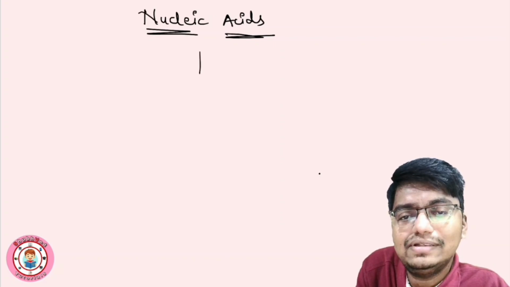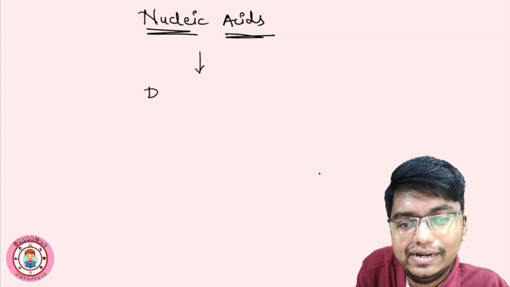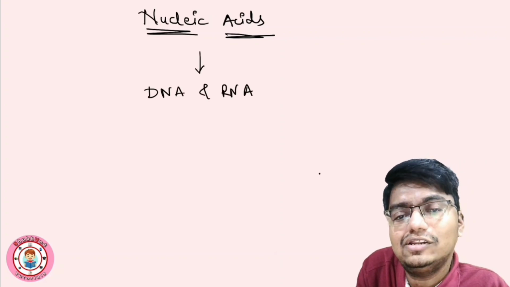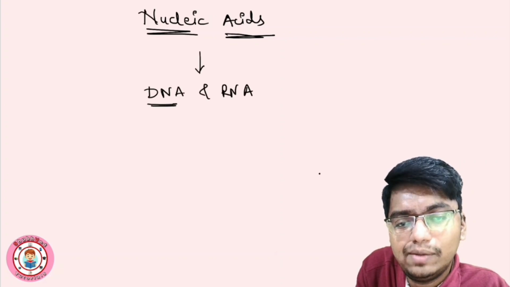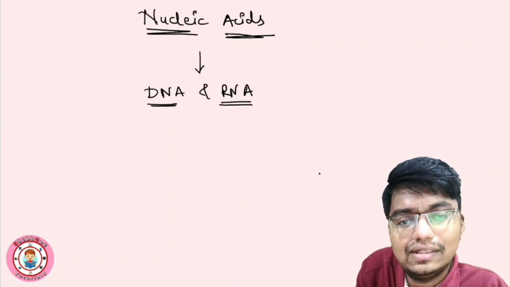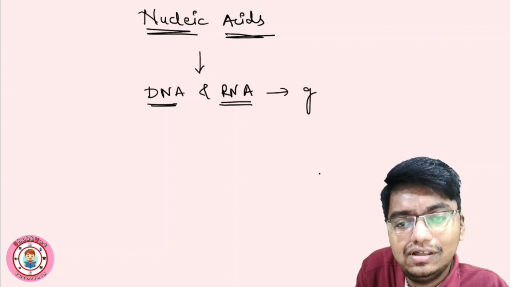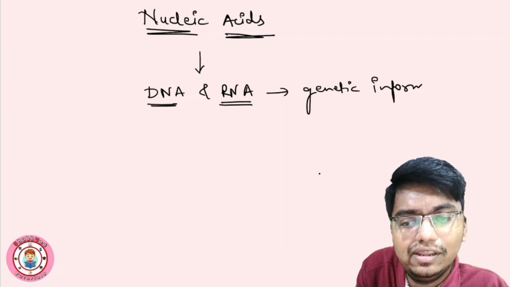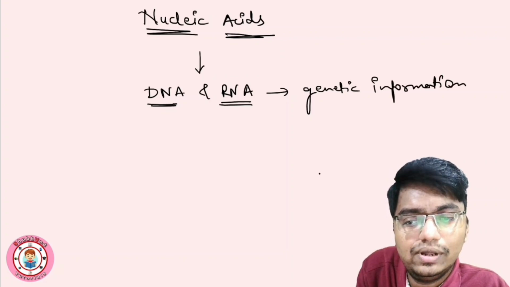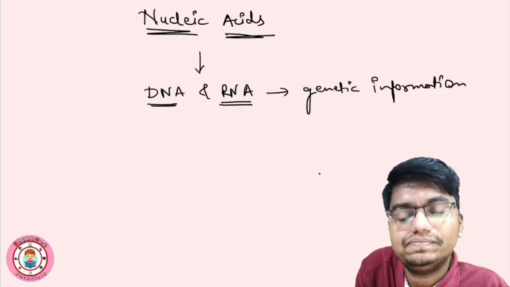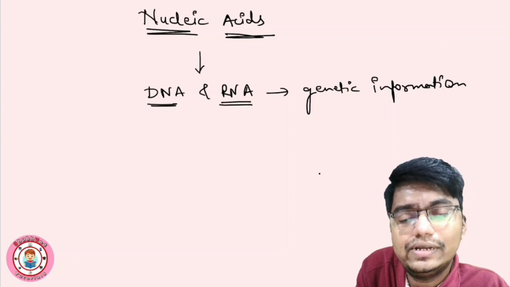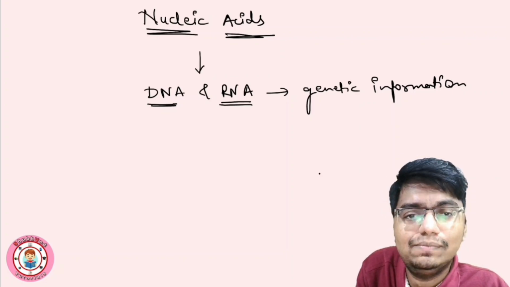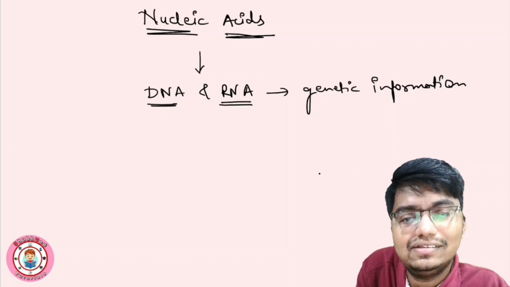Nucleic acids, basically we know that DNA and RNA. These are the nucleic acids. Deoxyribonucleic acid and ribonucleic acid, which have the genetic information. Genetic information is stored in this molecule of an organism. It may be plants or animals, bacteria, viruses, right?